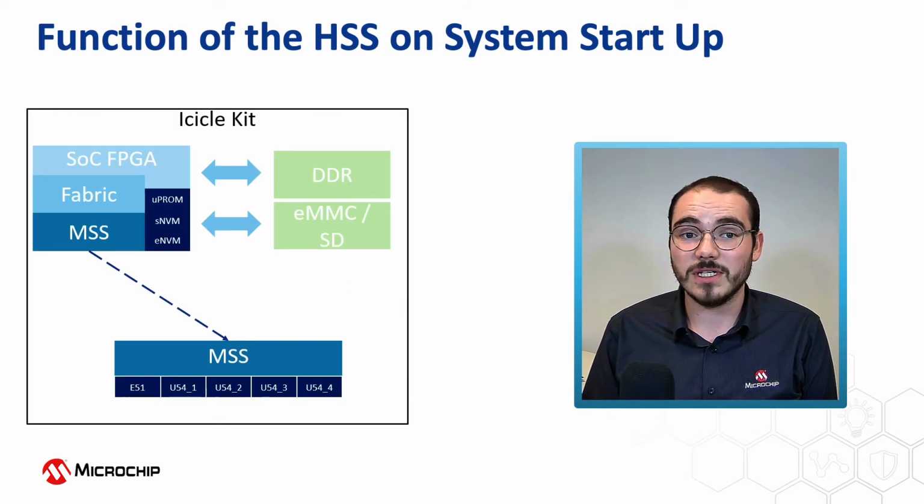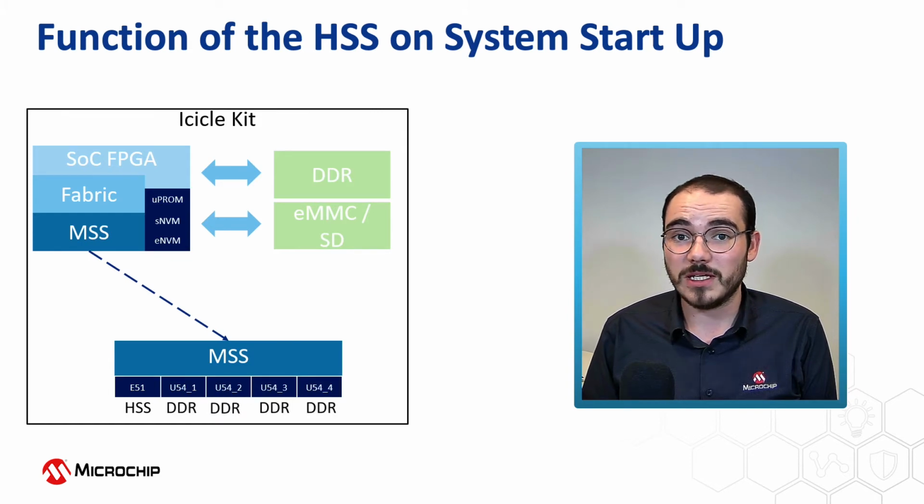And if we were to have a look at that graphically, we have our MSS that contains our cores. And when that starts up, it'll execute code that's contained in the eNVM. At this point, our E51 and the U54 application cores will all be executing the HSS. Once the 5-second timeout has been completed, the HSS will copy code from a memory source into the DDR and then load it into the relevant locations. Once this is complete, the application cores associated with that payload will then stop running the HSS and start running the application code.